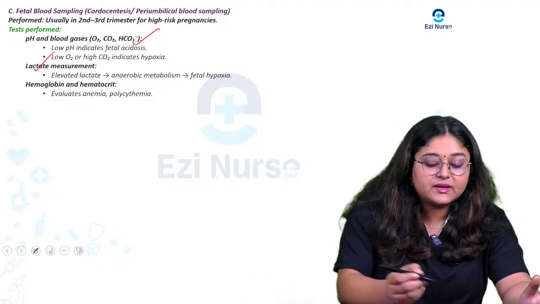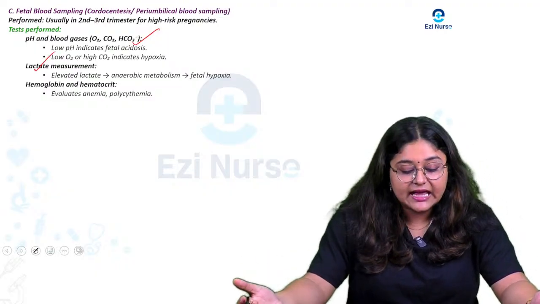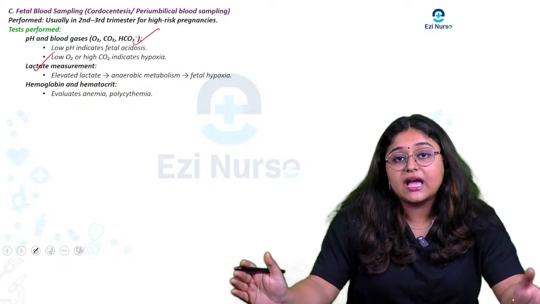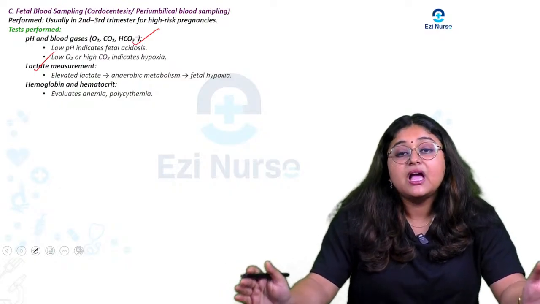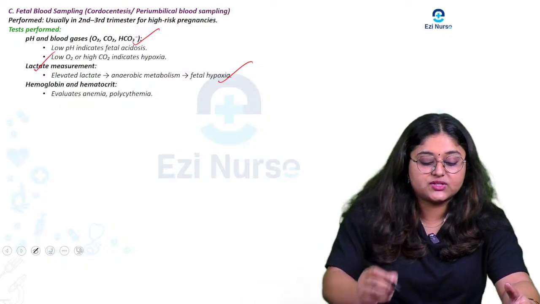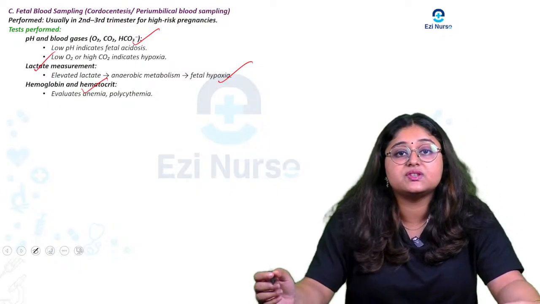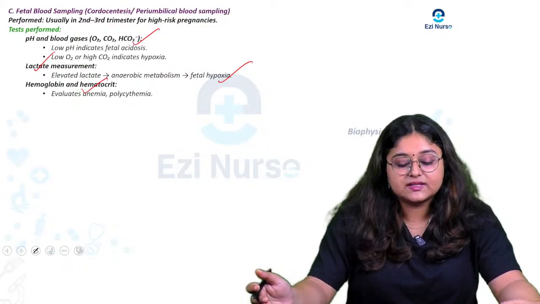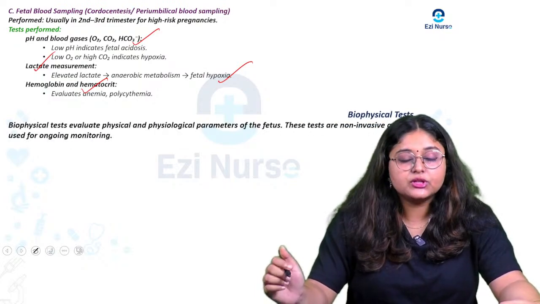Next is the lactate measurement. If elevated lactate is there, it leads to anaerobic metabolism, which also leads to fetal hypoxia. Next is the hemoglobin or hematocrit, which evaluates the anemia and polycythemia. Now come to the biophysical test.